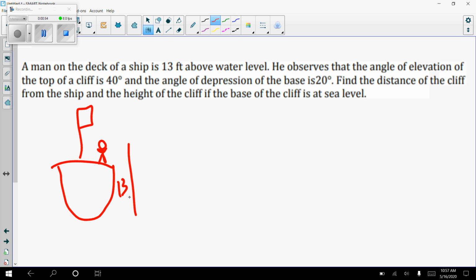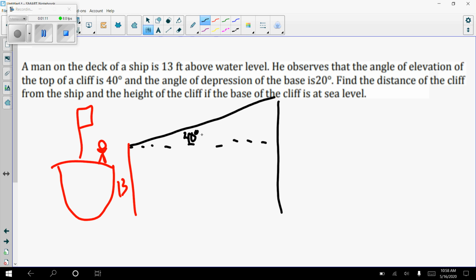He observes that the angle of elevation at the top of a cliff, so let's say here's the cliff over here, is 40 degrees. Remember, angle of elevation is like if he's looking straight across, that's how far his eyes go up. And the angle of depression to the base: if he's looking straight across, that's how far his eyes move down. So this is 20 degrees. Find the distance of the cliff.